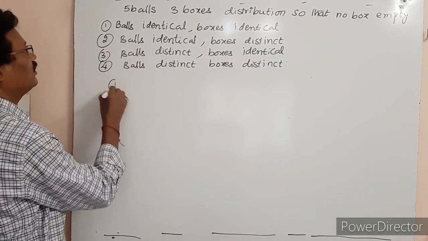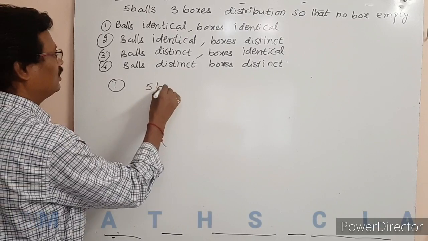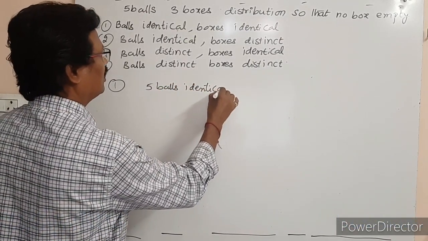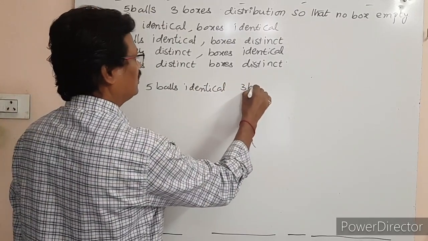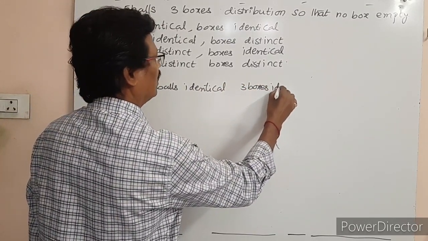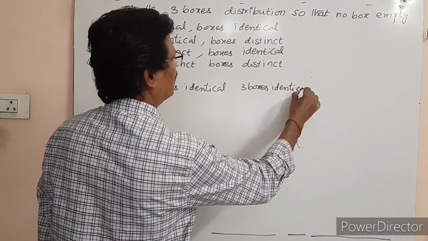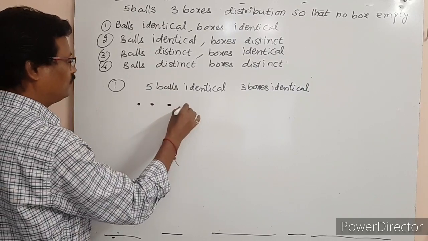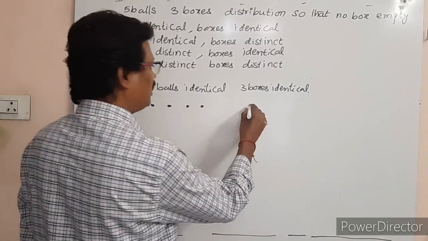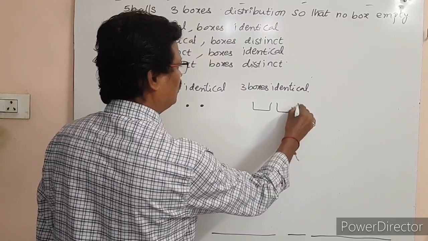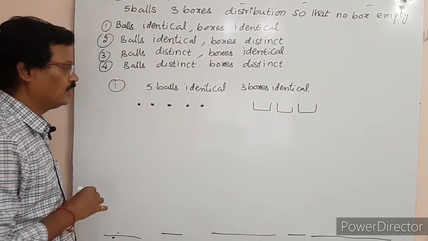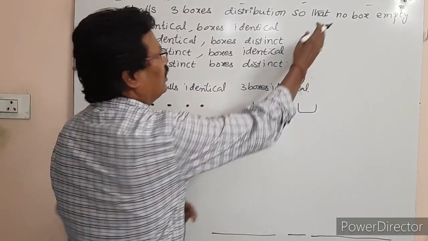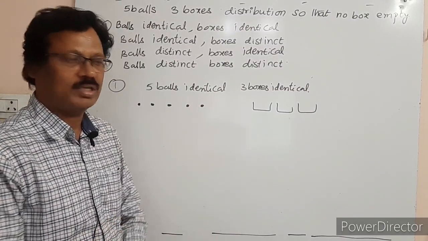Now see, the first: 5 balls identical, 3 boxes identical. 1, 2, 3, 4, 5 balls are there. These are the 3 boxes. 1, 2, 3 boxes are there. Now these 5 balls are divided into 3 boxes so that at least 1 ball is in each box.